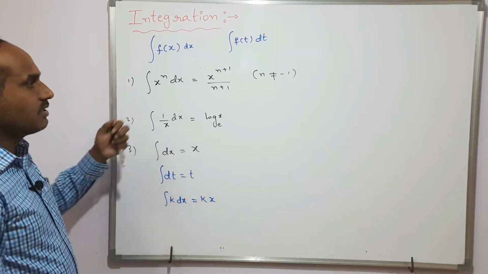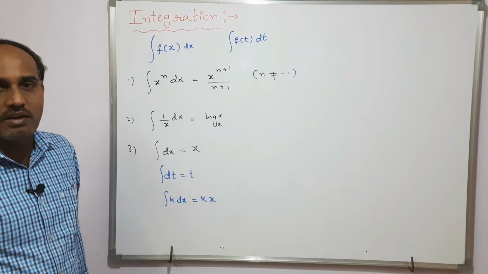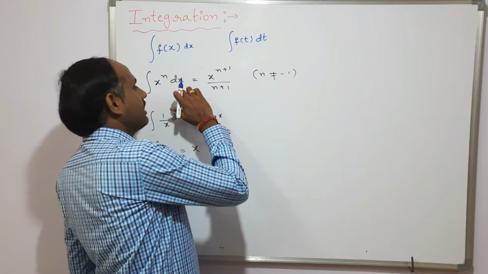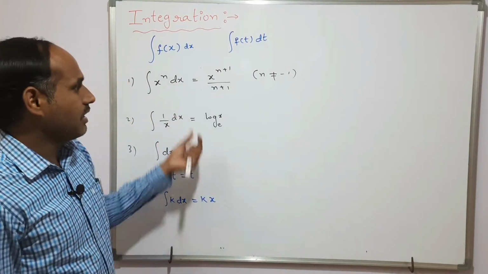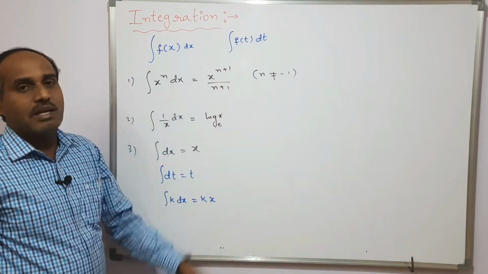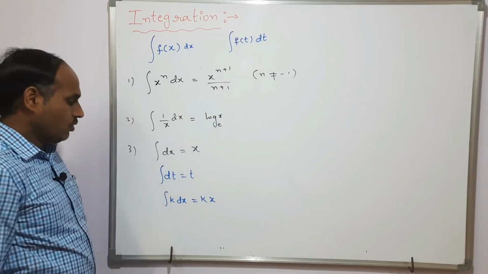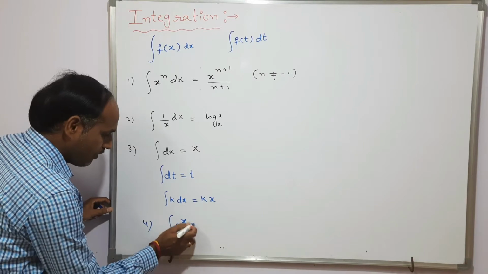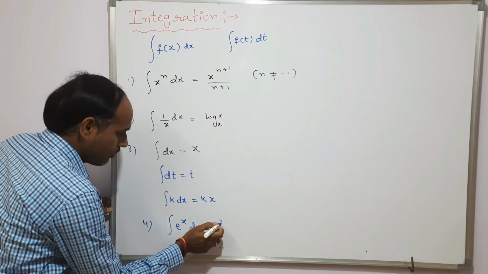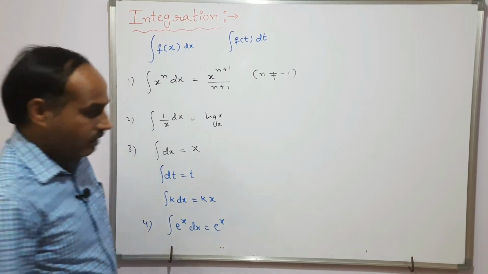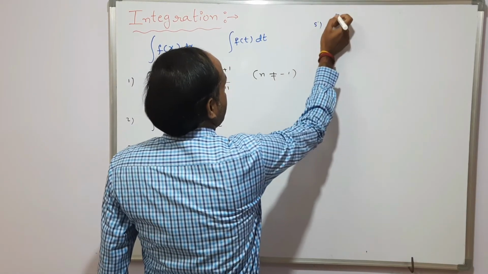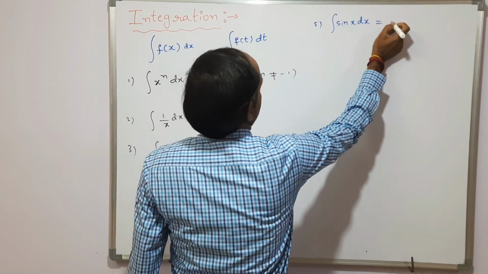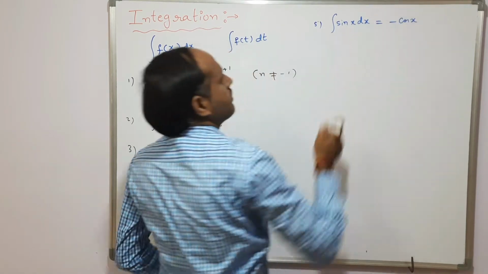Like in differentiation we have d by dx of x to the power of n equal to n into x to the power of n minus 1, similarly here in integration, integral x to the power of n dx is x to the power of n plus 1 by n plus 1, but n should not be equal to minus 1. Another is integral e to the power of x dx, which is again e to the power of x only. Now integral sin x dx is minus cos x.